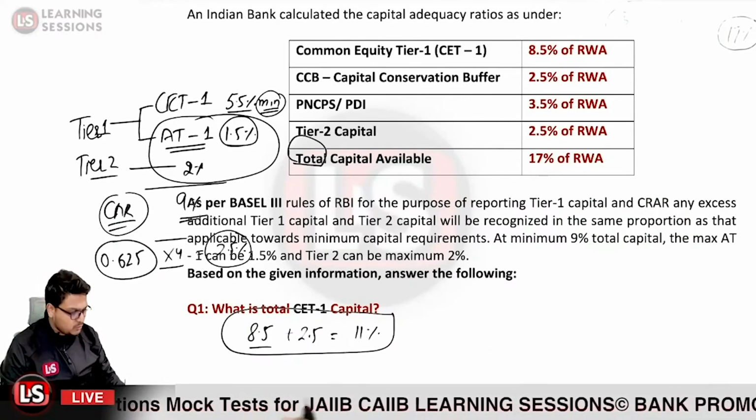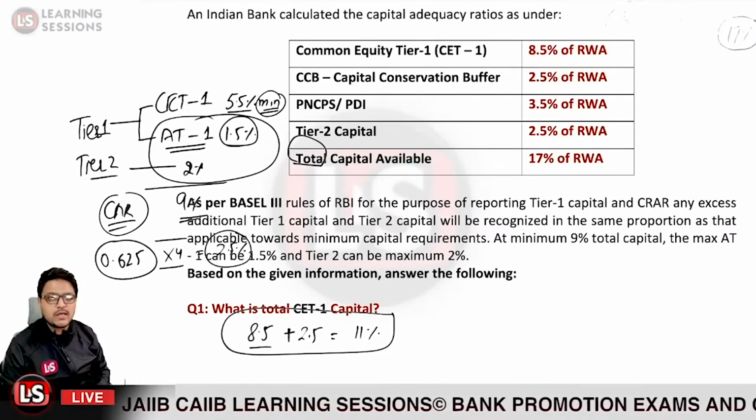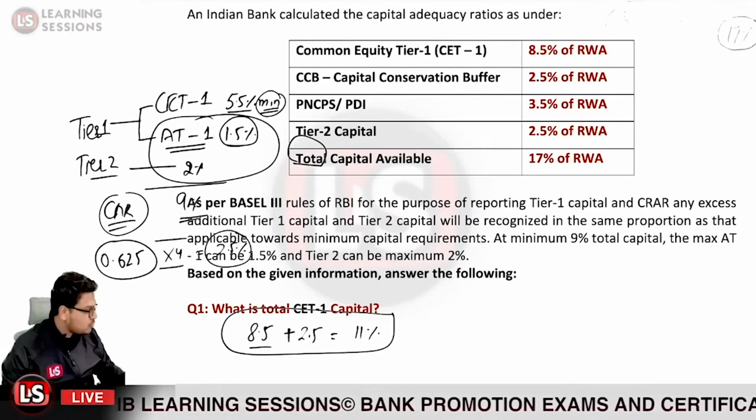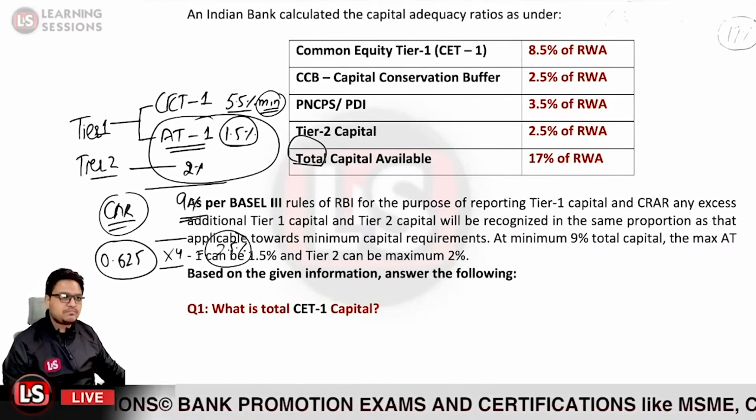Okay, so it will basically amount to what? It will amount to 11%. So our answer over here will be 11%. Okay, for question number 1, the answer over here will be 11%.